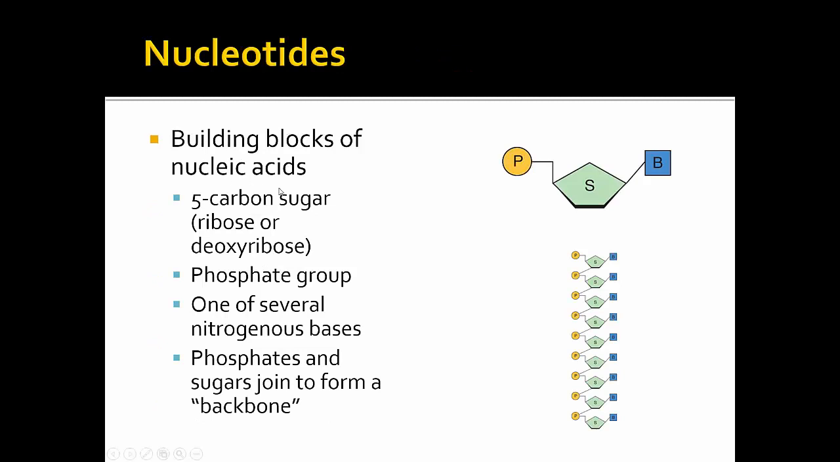DNA is a nucleic acid. It is made of nucleotides. And we did this a little bit a few weeks ago. Nucleotides consist of a 5-carbon sugar, which can be ribose or deoxyribose, a phosphate group, and one of several nitrogenous bases. The phosphates and sugars link together to form what is known as the backbone of the DNA. So the backbone is formed by the phosphates and sugars.